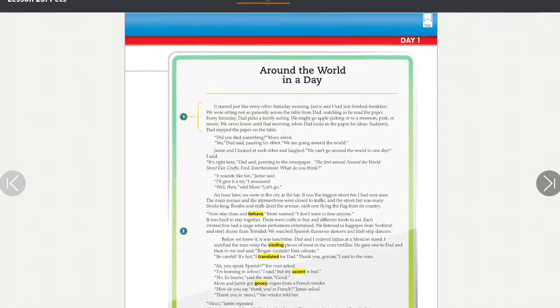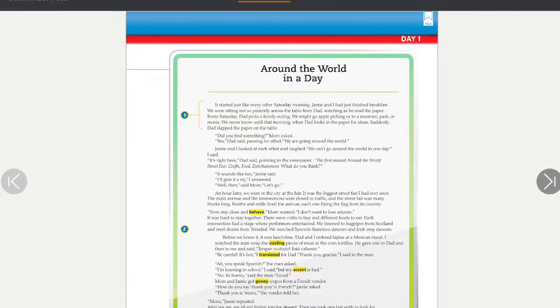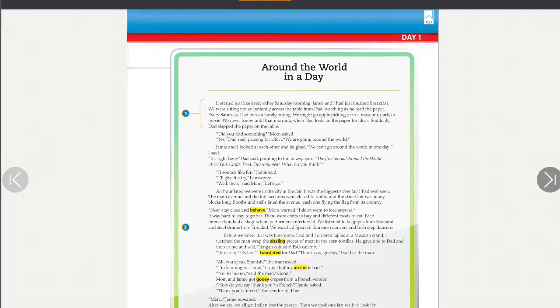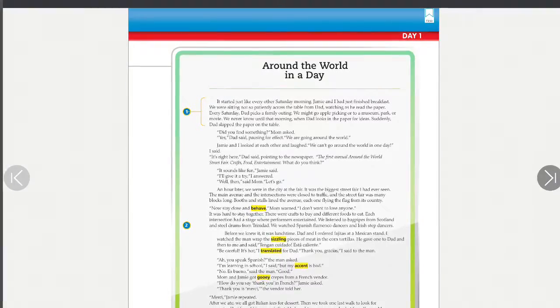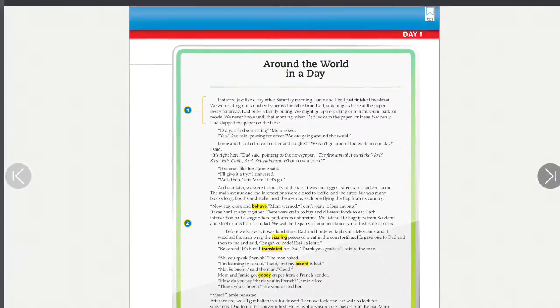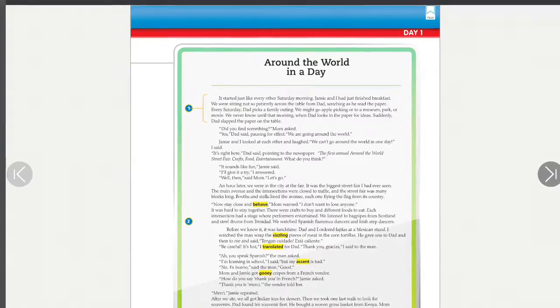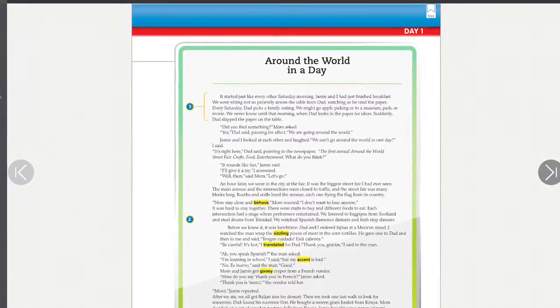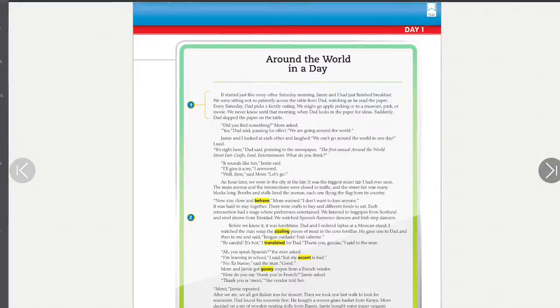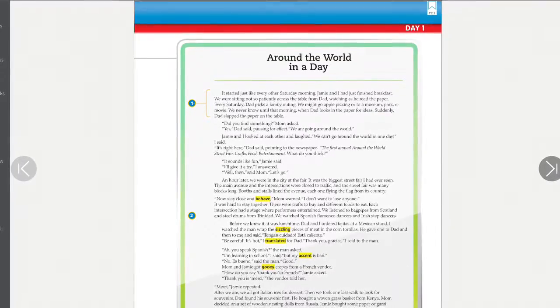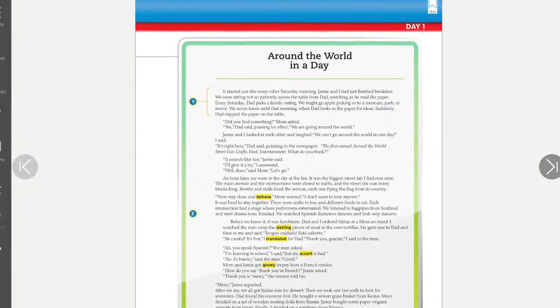An hour later, we were in the city at the fair. It was the biggest street fair I had ever seen. The main avenue and the intersections were closed to traffic, and the street fair was many blocks long. Booths and stalls lined the avenue, each one flying the flag from its country. Now stay close and behave, Mom warned. I don't want to lose anyone. It was hard to stay together.